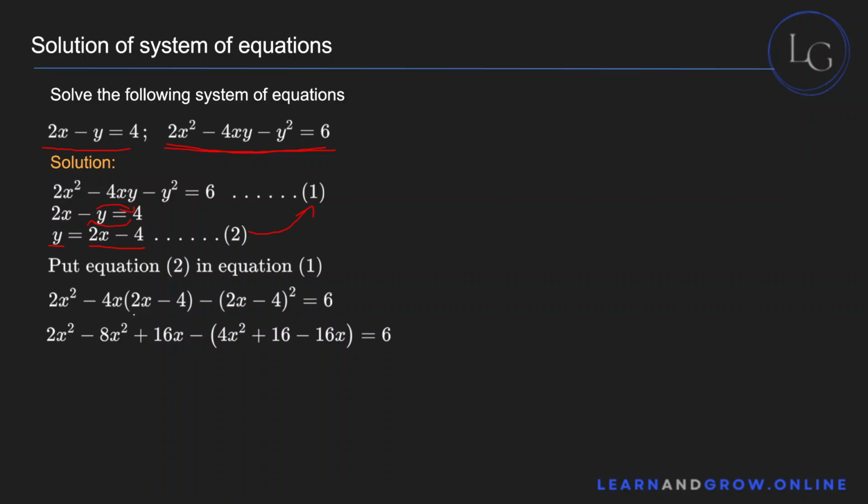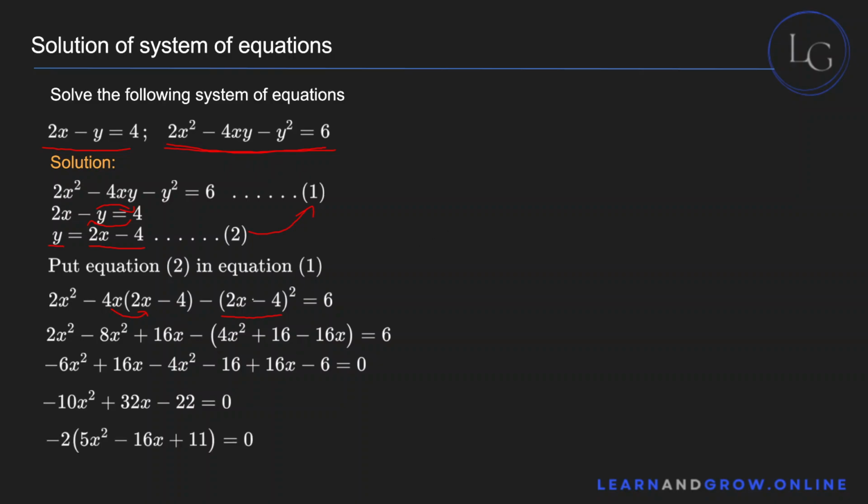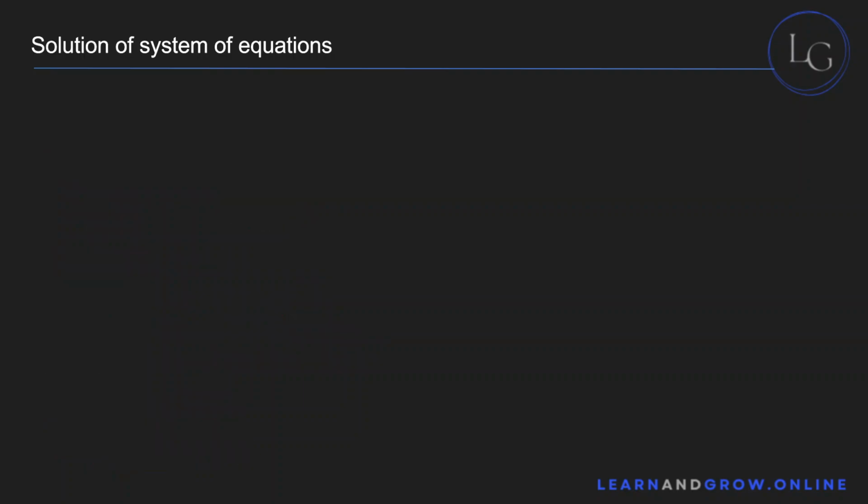Now, upon solving it, you'll multiply 4x with everything inside this bracket, and then you'll square 2x minus 4 over here. And after performing all these calculations and simplifying, you'll basically get this. And then once you take minus 2 common outside, you get this equation. And now you'll take minus 2 on the other side. You'll divide 0 by minus 2. And then you'll get this equation.